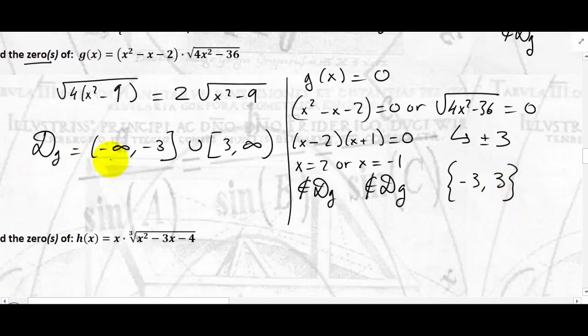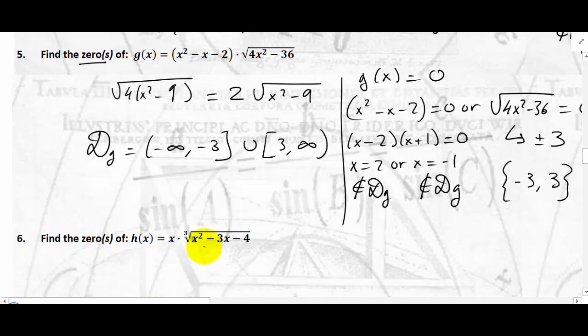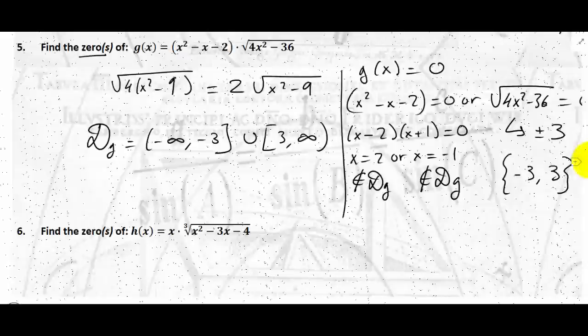So the domain of the function is very, very important when you're looking for the x-intercept and the y-intercept. You got to make sure the value that you find will be in the domain, okay? I'm going to let you do number 6. I'm going to do number 7.